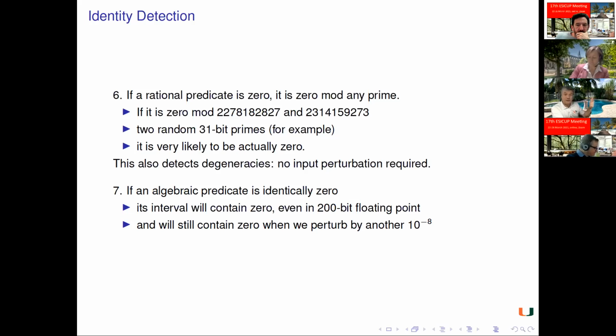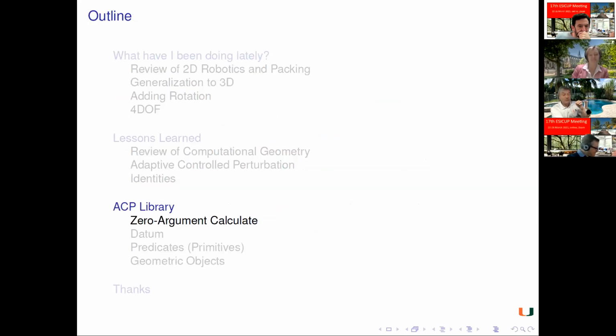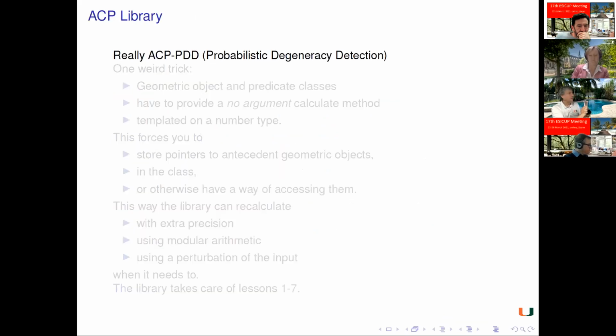So overall, these are the 7 lessons we had, and it would be a little difficult for you to apply these 7 lessons in your work. That's why I talk about the third part of this talk, which is the library we created. The library really should be called ACP. Remember, ACP is adaptive controlled perturbation, but also PD, probabilistic degeneracy detection, which is what I was just talking about.